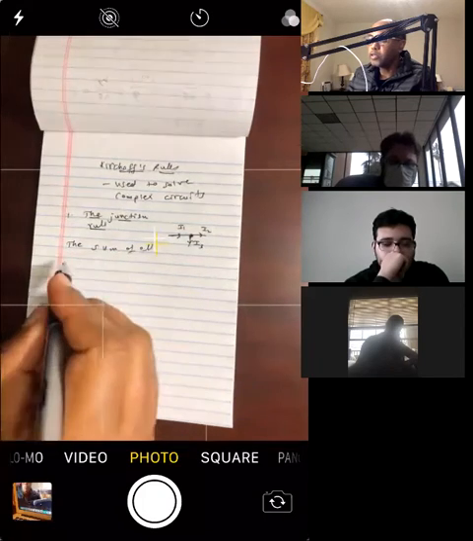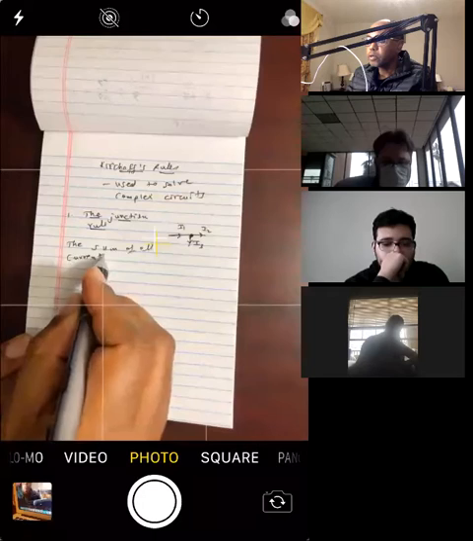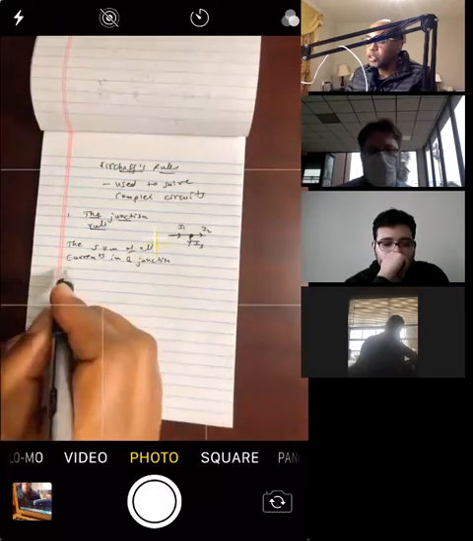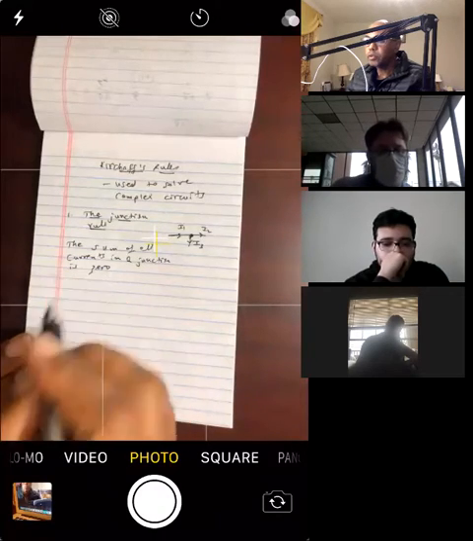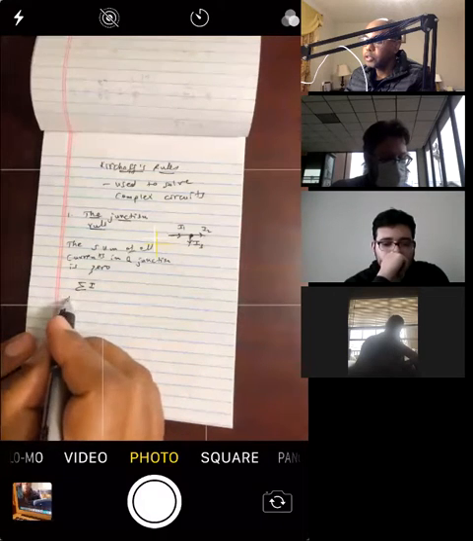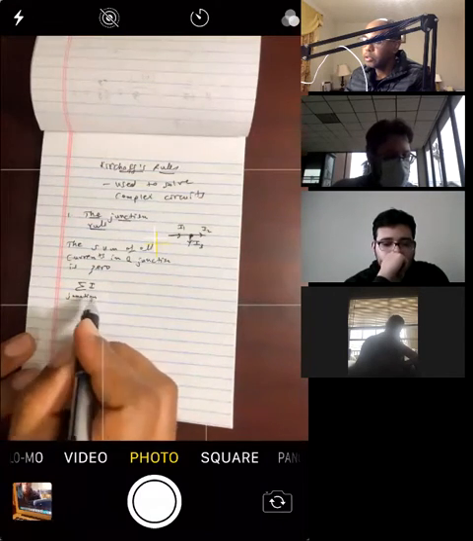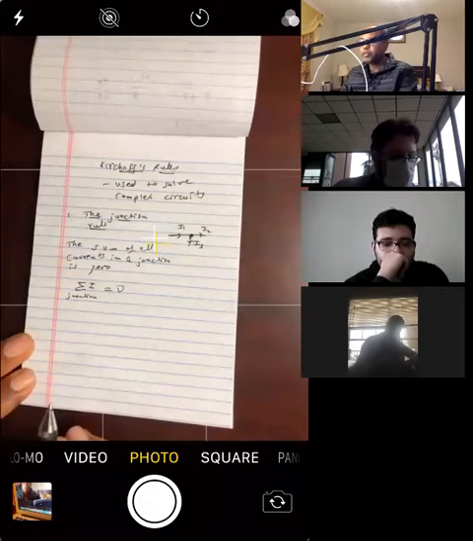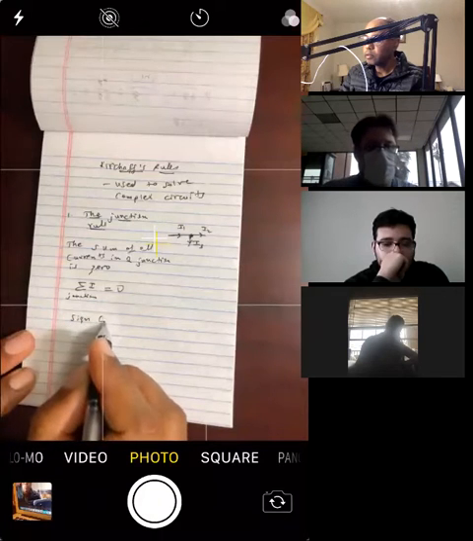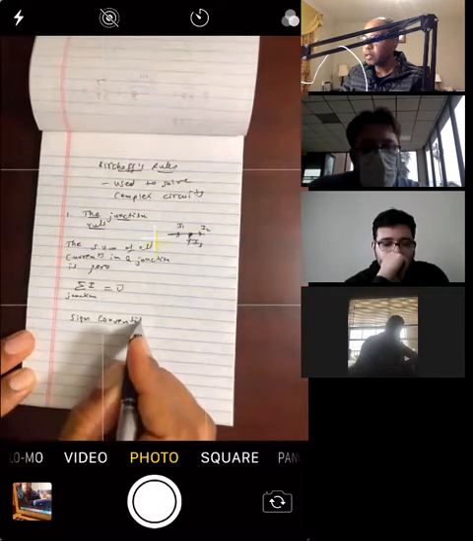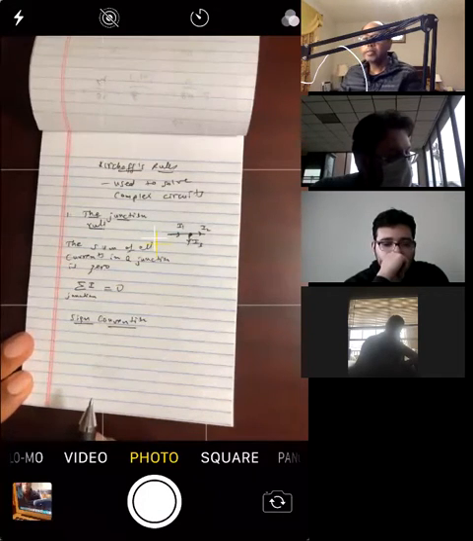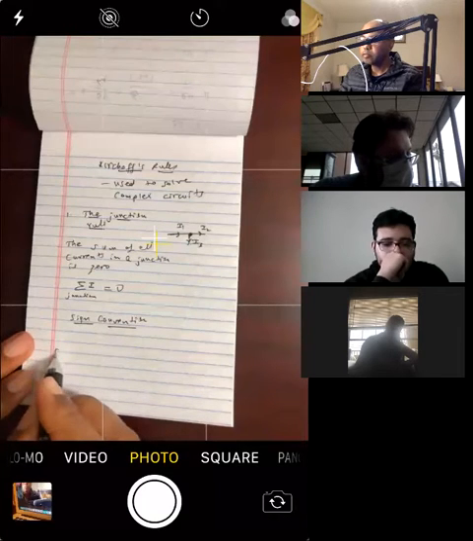This rule says that the sum of all currents in a junction is 0. That is, the summation of all the currents in a junction equals 0. But let me write the sign convention. Current that comes in is taken to be positive, and current that comes out is taken to be negative.